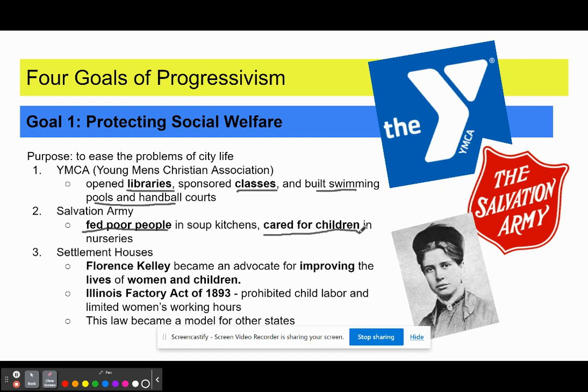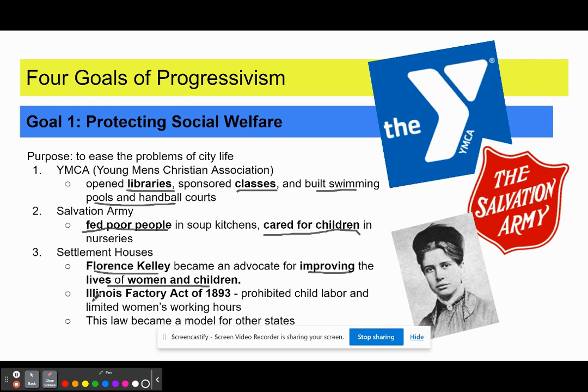And these could be children of parents who are working and were not fortunate enough to be able to pay for childcare. And then another way in which progressives protected social welfare was through settlement houses. We already looked at Jane Addams and the famous Hull House in Chicago, but Florence Kelley also was a part of this movement, and she became an advocate for improving the lives of women and children.